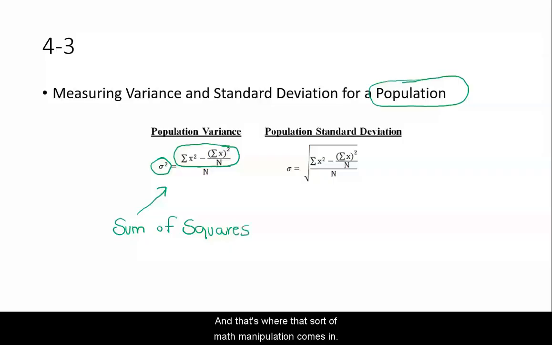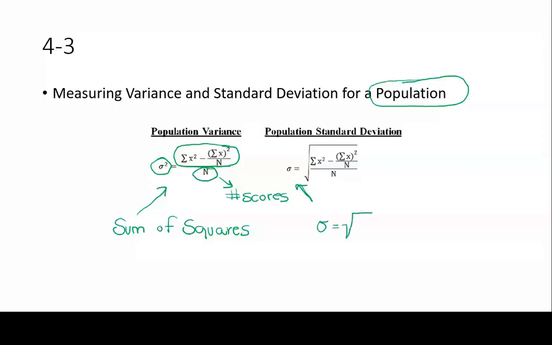And that's where that sort of math manipulation comes in. That's where we square all those distances from the mean to get a positive distance number for variability. And then at the bottom here, we're going to divide by the number of scores in our population. And then because standard deviation is just the square root of variance, this is just a big, fancy, scary way of saying this.